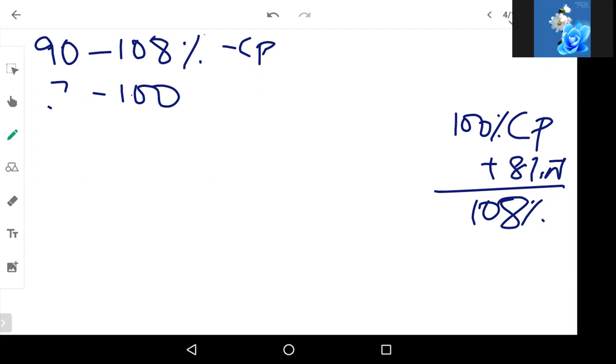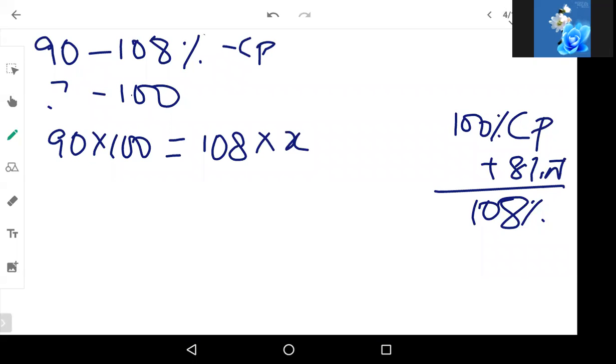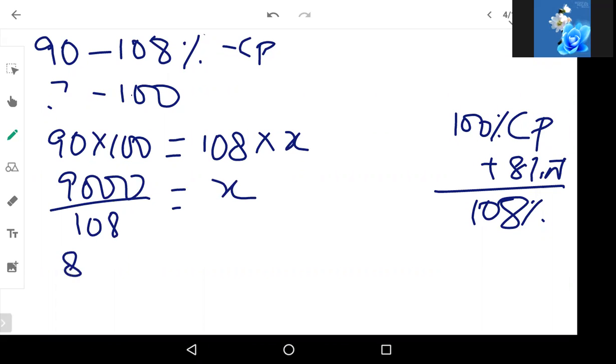Now if you do the math, you will get 90 into 100 is equal to 108 into x. So 9000 divided by 108 is equal to x. So you get 83.33 is equal to x. So the actual cost price of the product is 83.33%, or anything you can assume.